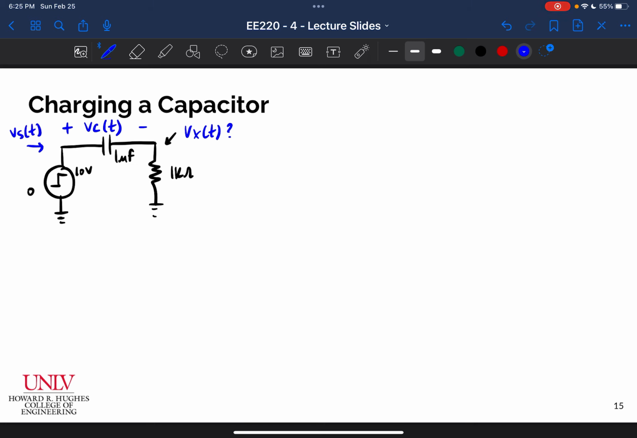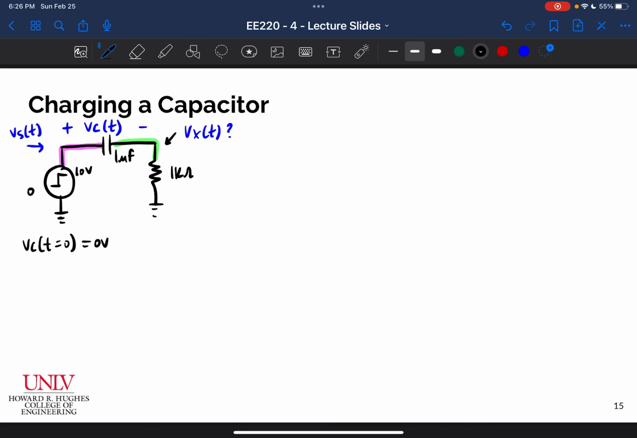Okay, so what does Vs of t look like? Let's start with that question. There are two nodes in this circuit that we're interested in. We're interested in this node, and we're interested in this node. All right, and so we know Vc of t pretty easily. We can go ahead and use our charging a capacitor equation. Let's say again that our Vc at time t equals 0 is 0 volts.